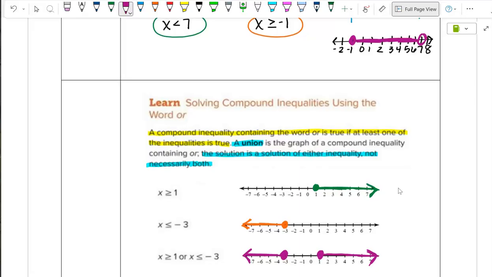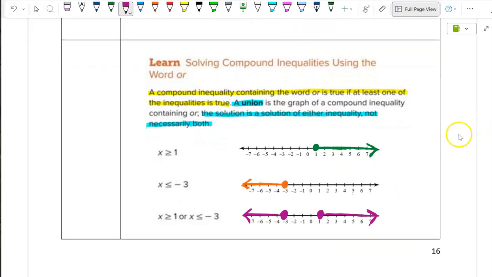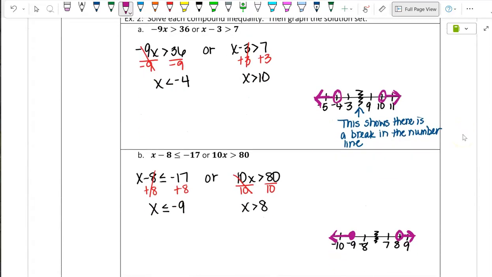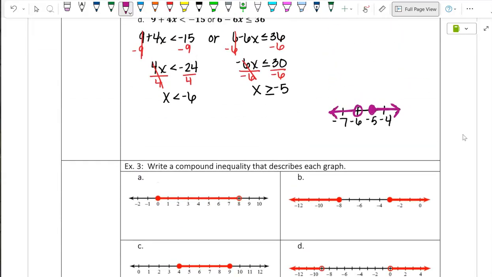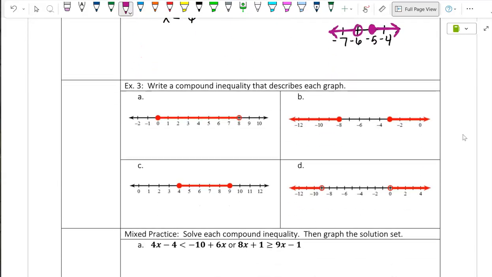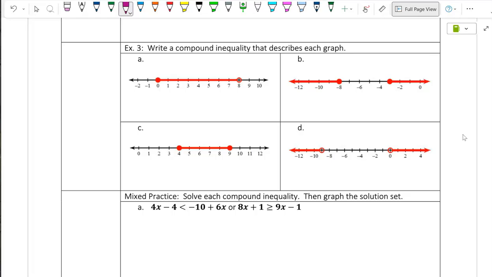Then we also have the or problems that create a union. With or problems, they're going to be going away from each other, and we only need one of them to be true at a time. So and goes towards each other, or goes away from each other. All the other rules for solving inequalities still apply. And then we were just getting on page 18 to writing compound inequalities that describe each graph.